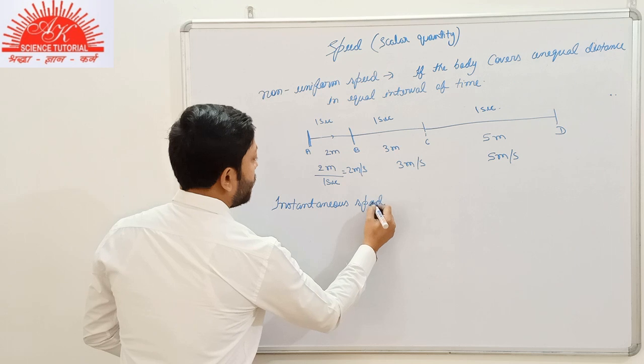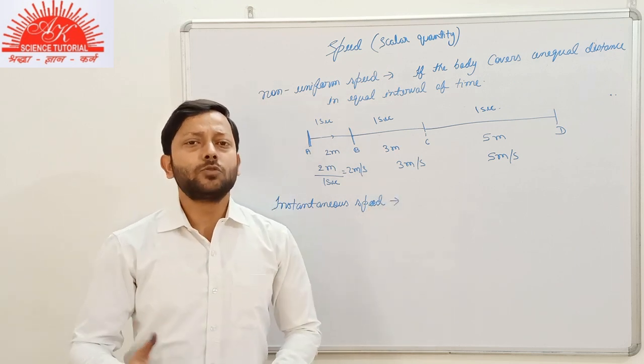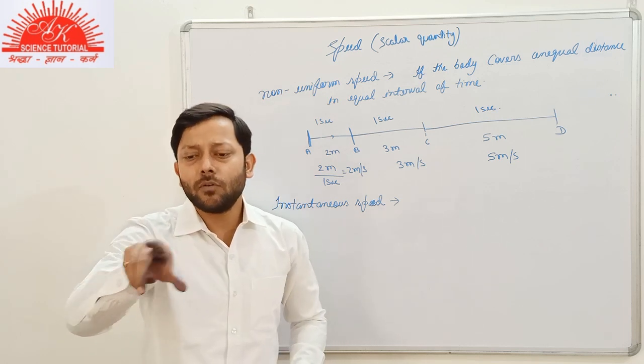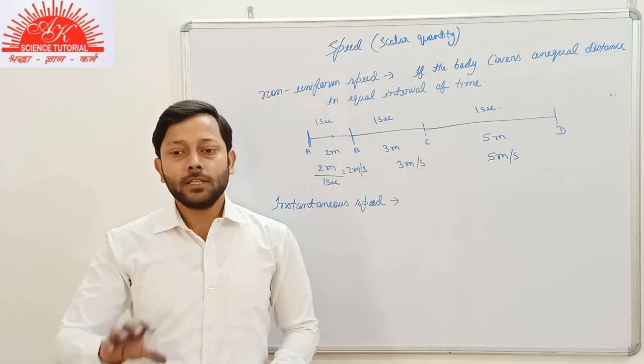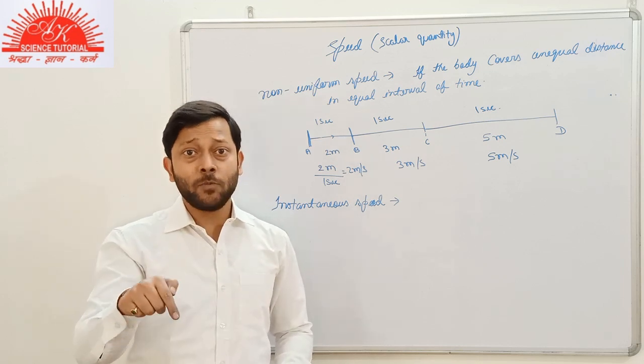I'll give you an example for it. Suppose you are riding a bike or a scooty. You look for the speed. Where? On the speedometer. The speedometer tells us about our speed at that very moment.